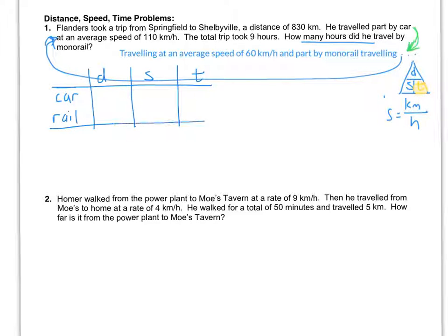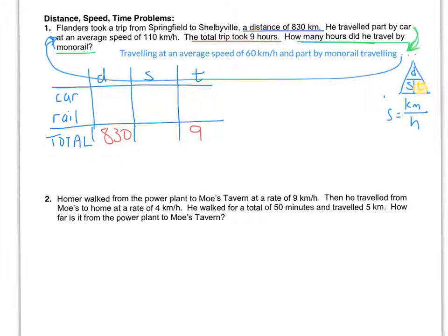And then underneath, slightly extending this, we're going to put total. And we're going to keep track of some totals because I have some total. The total distance traveled was 830. It's not the distance for the car, it's not the distance for the rail, it is a total amount, 830 here. And we also know the total trip took 9 hours, so total time is 9 hours. And we're trying to solve for how many hours traveled by monorail.